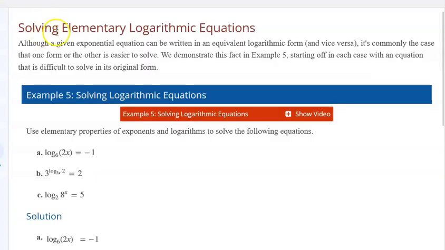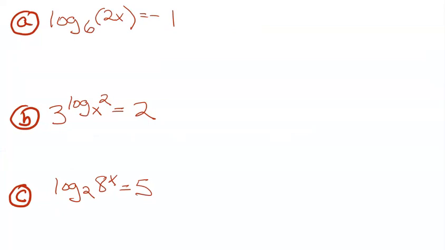Okay, going on to solving elementary logarithmic equations. We're going to have 3, and I'll do these on the whiteboard for you. Okay, going over part A here. There's our basic function. We want to convert it to its exponential form. So our base is 6. Our exponent is a -1. And that equals the answer 2x.